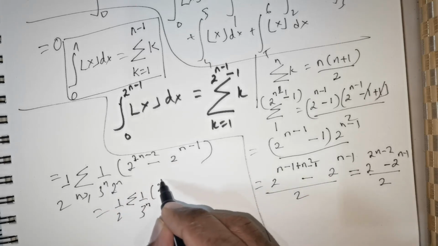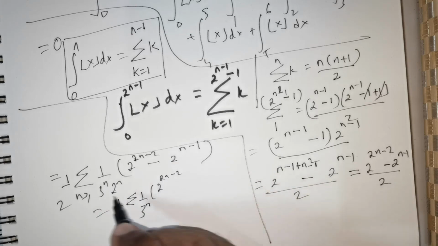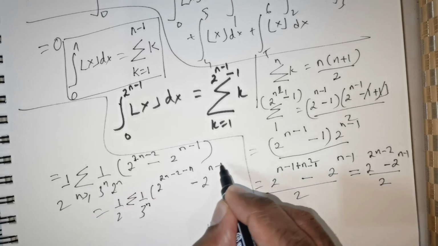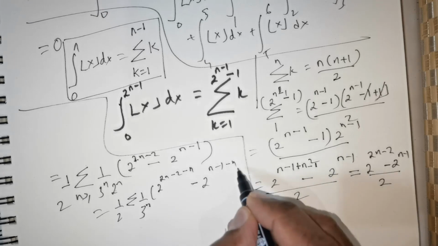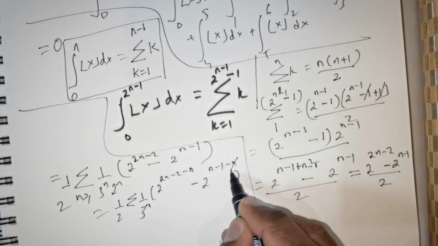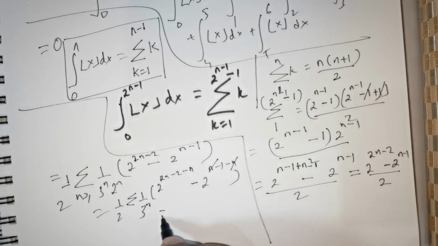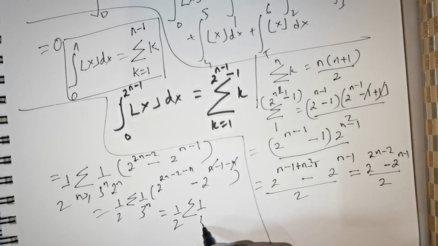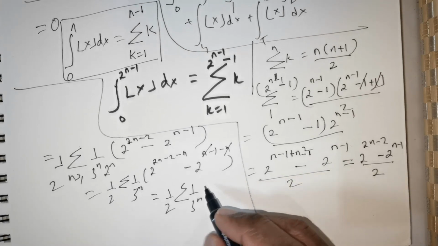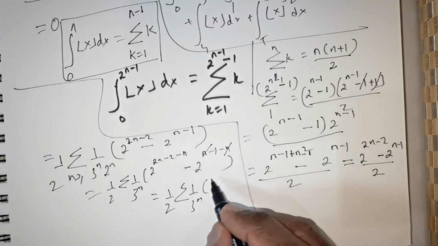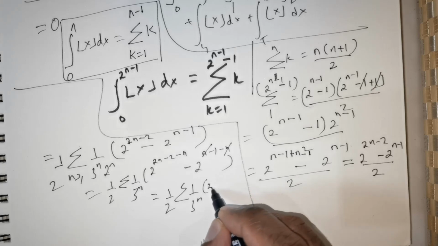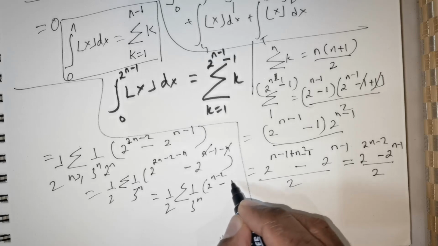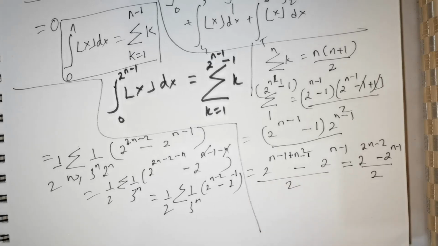If I were to do that, this is going to be 2 raised to the power of 2n minus 2, take away n, minus 2 raised to the power of n minus 1, and you take away n. So this n and this n can be cancelled, giving me 1 over 2 sigma, 1 over 3 to the power n, and this is 2 raised to the power of n minus 2, minus 2 raised to the power of negative 1. This is what I've got.